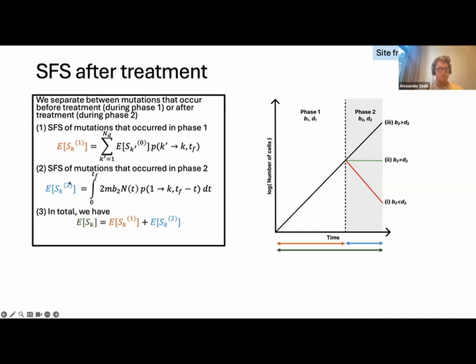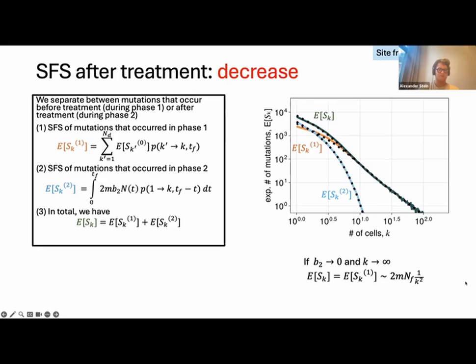And similarly, for the newly emerging mutations, we can follow a very similar approach to Gunnarsson and Otsuki for the exponential growth. So we write again this integral, with the only difference being this growth function now, which is not exponential growth starting from a single cell, but starts from the population size at detection, and then has these three scenarios. And in total, the total site frequency spectrum will just be the sum of the contribution of those two.